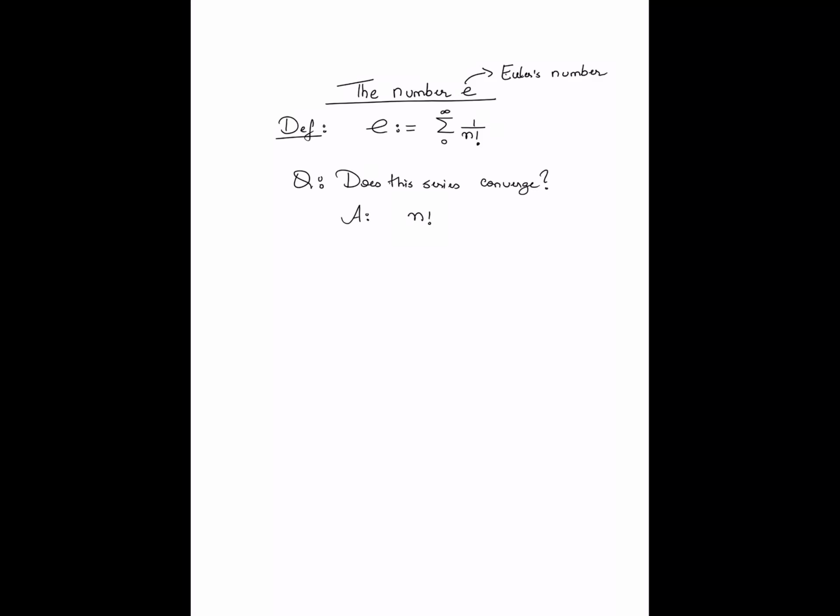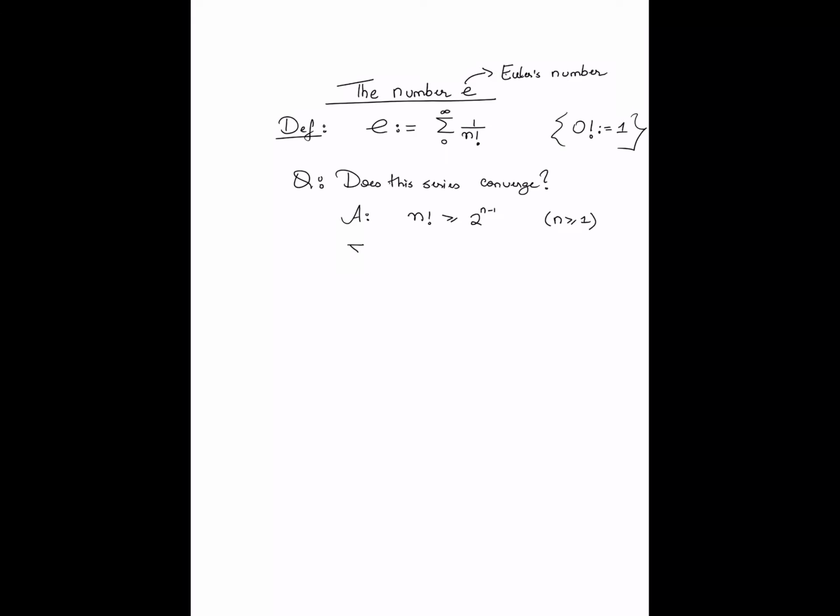I can lower bound n factorial. Sorry, I forgot to mention that since the summation of 1 by n factorial starts from 0, by convention we will say 0 factorial is equal to 1. Just keep this in mind. So I want a lower bound on n factorial. An easy lower bound is the following: n factorial is greater than or equal to 2 raised to n minus 1. This is of course true only for n greater than or equal to 1. That's very easy for you to verify.